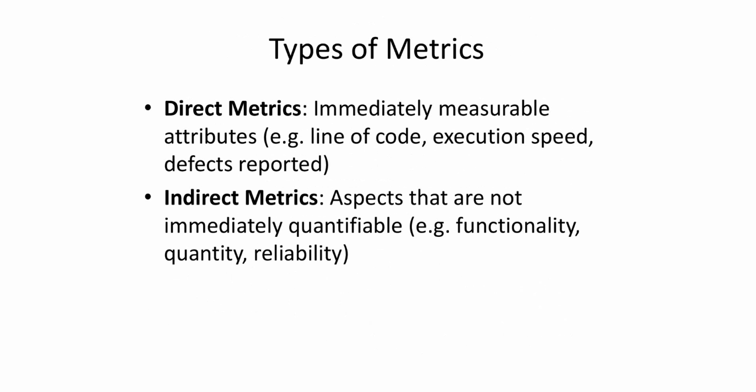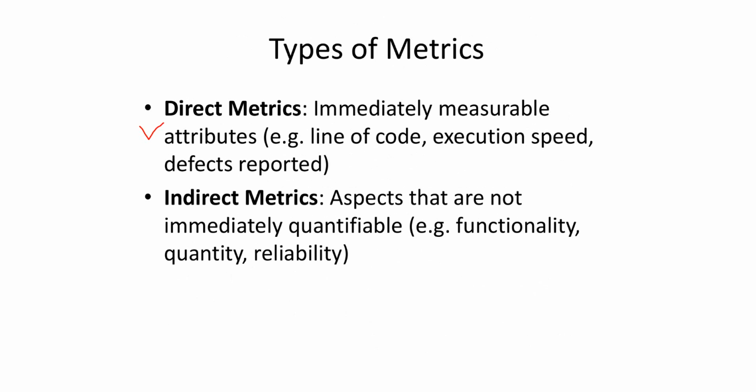Something which is very good to you might be a very bad taste to me, or something which is more reliable to me might be totally unreliable for you. So it depends upon the scenario and the person. It's very subjective in nature, so they are not immediately quantifiable. That's why we are going to work on the direct metrics in this particular course.